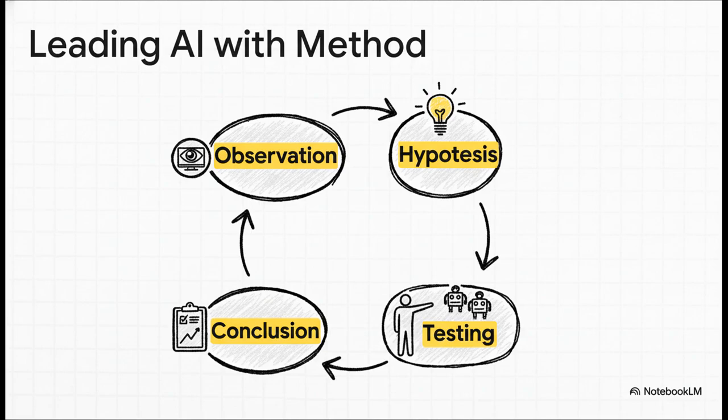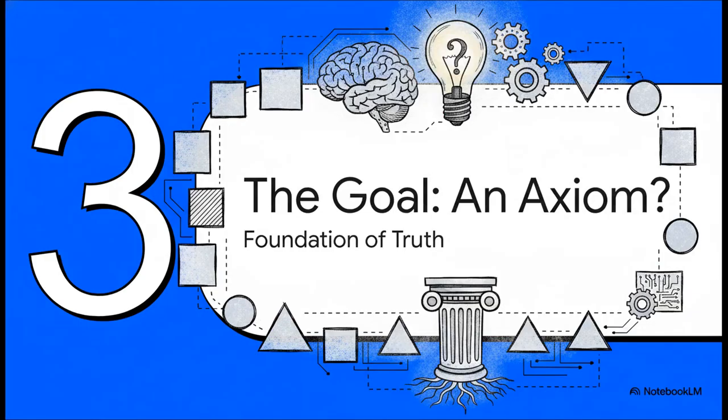You, as the team leader, you see a problem. That's your observation. Then you form a hypothesis about what's really going on. Then, and this is the cool part, you send out your AI agents, your team, to test that idea against all sorts of different sources. You pull all their results back in, analyze the combined output, draw a conclusion, and then you refine your whole approach. It's the exact same logic from the science lab, just applied to a team of algorithms. Pretty amazing, right?